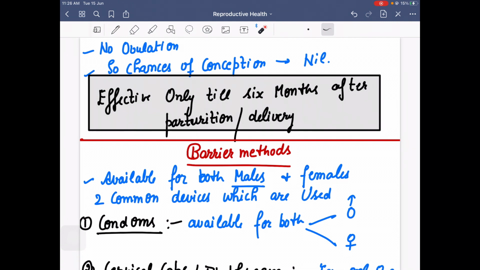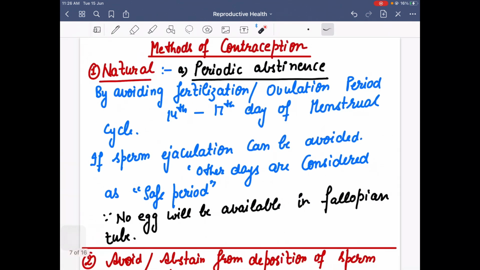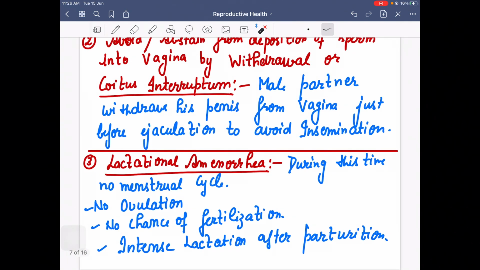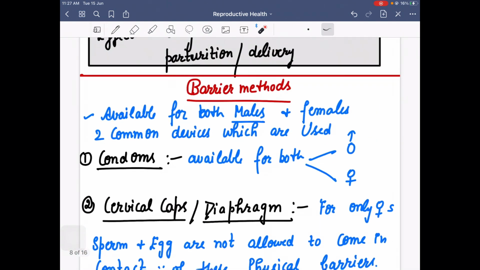And in lactational amenorrhea, doctors specially say that only till 6 months after parturition or delivery is this kind of method effective, if you do not want to conceive a baby just after the delivery, right? So the chances of conception are almost nil, but that is effective mostly only till 6 months, right? And that is why it is always said that during that time period sexual intercourse should be avoided.